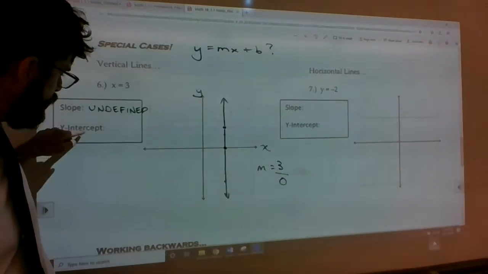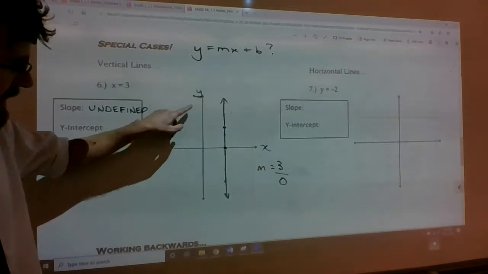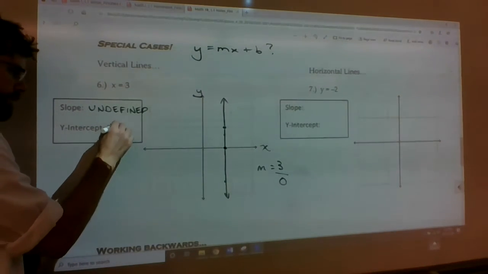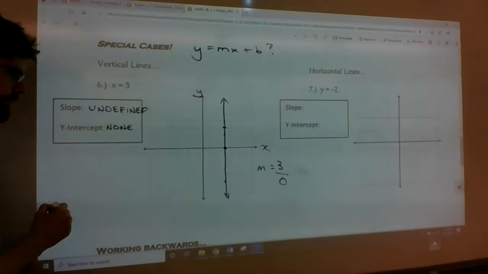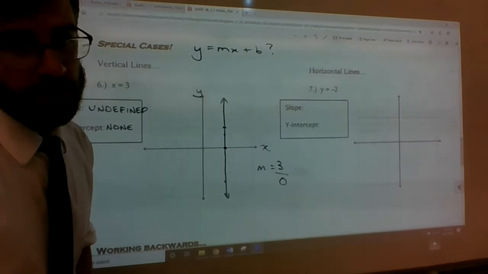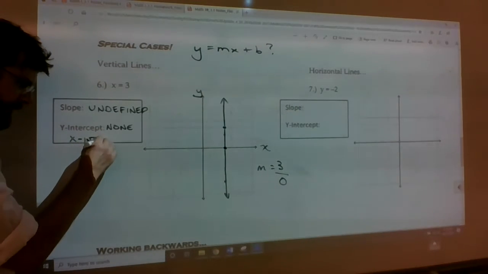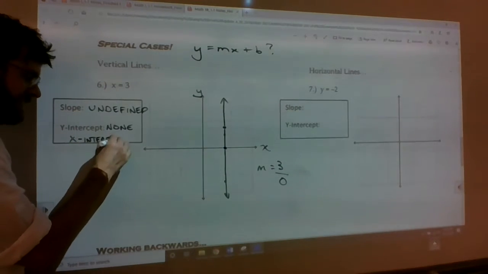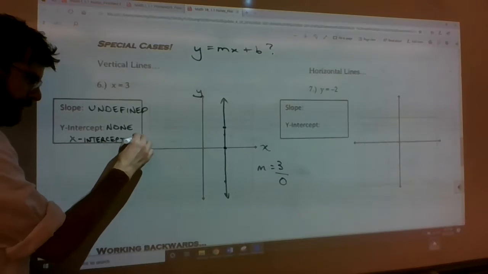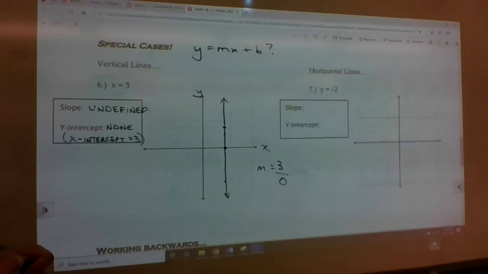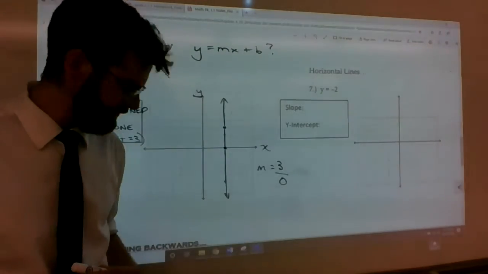Additionally, you do not have a y-intercept. It never crosses. We have an x-intercept of 3. I mean, you could write that in the box just to say, hey, it's got something. The place where it crosses the x-axis is 3. This is kind of a tricky concept.